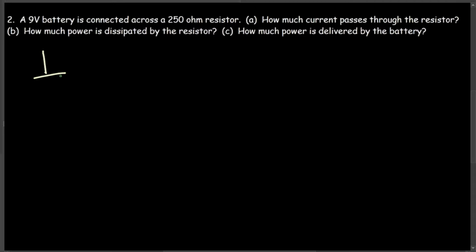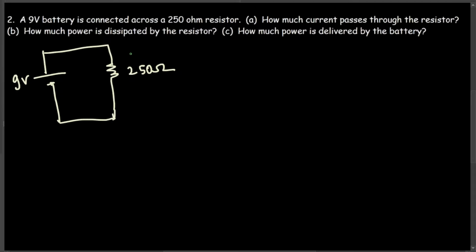First, I'm having a voltage that is 9 volts here, and then we have a resistor that is 250 ohm. This is 9 volts and this one is 250 ohm. The first question is asking us to find out the current that passes through the resistor. What is the relation between resistor, voltage and current? There's an equation given to us, that is V is equal to IR. This is from Ohm's law.